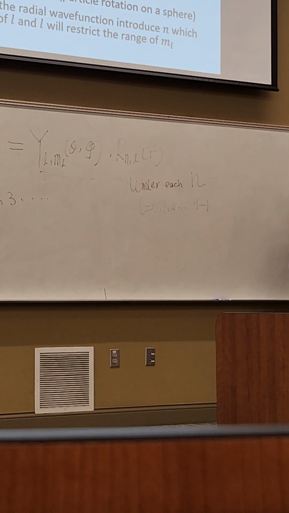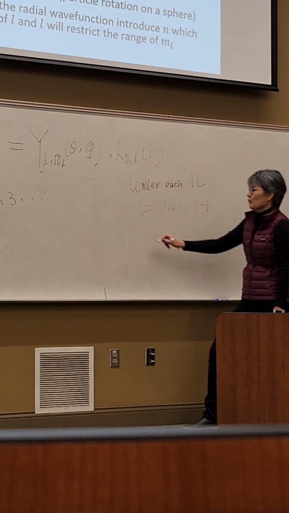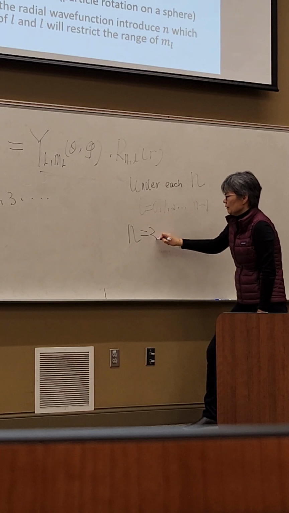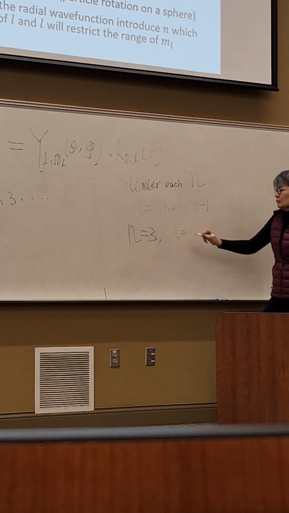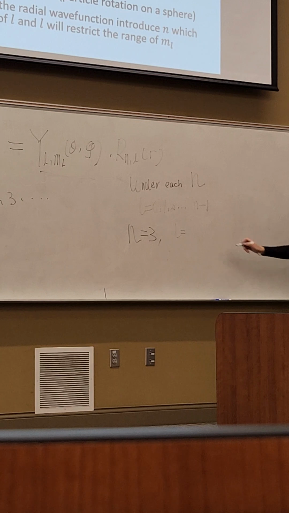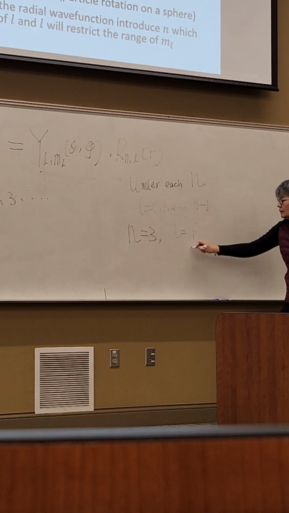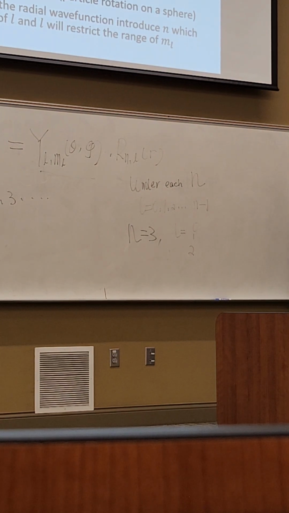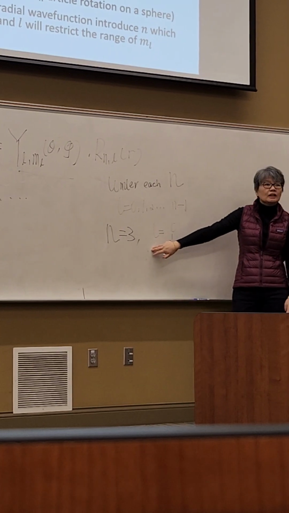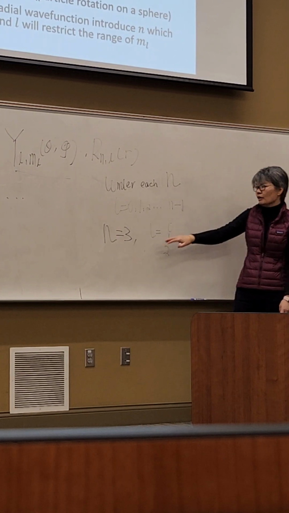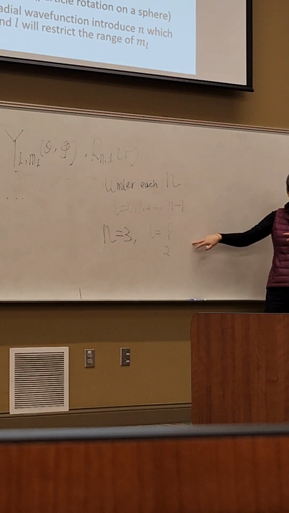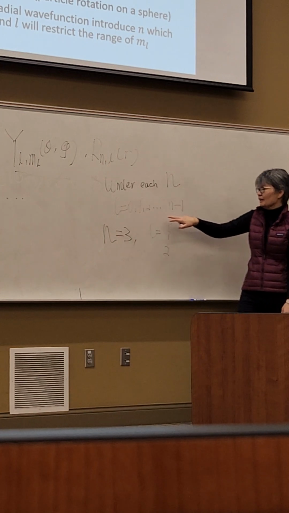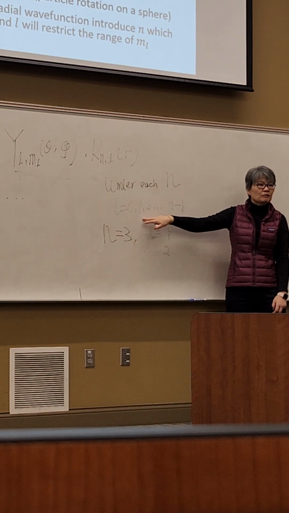Okay, now let's give it a shot. Let's say when n equals 3, guys, what will the L values be? L can equal 0, 1, and 2. Because the L values are constrained by n, it can take from 0 all the way up, so it will have n values of L. It starts from 0 and goes all the way to n minus 1, taking integers.